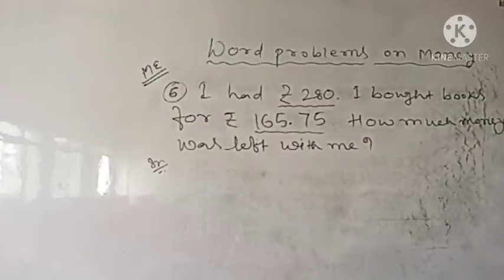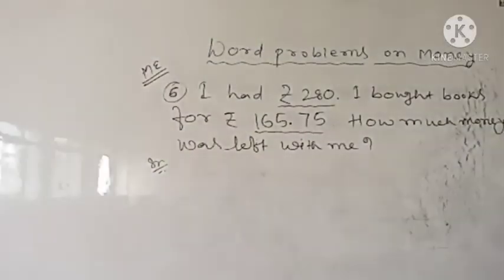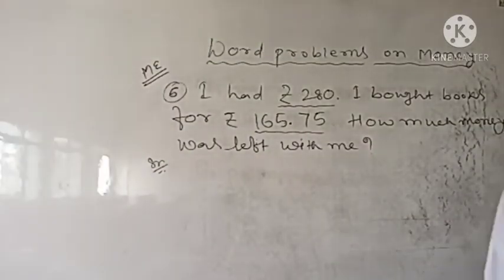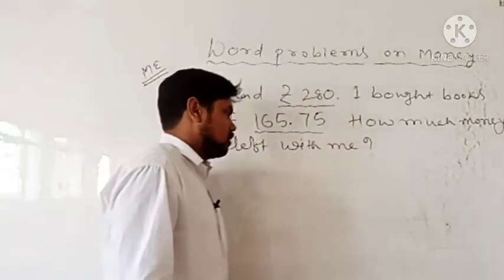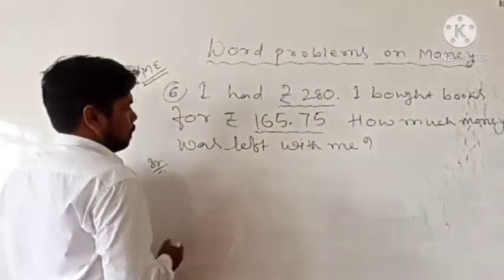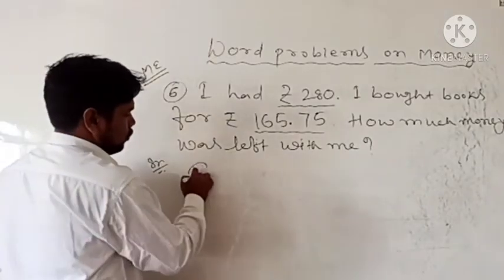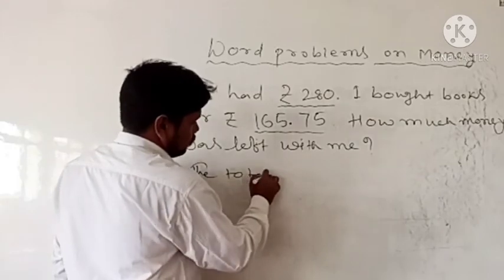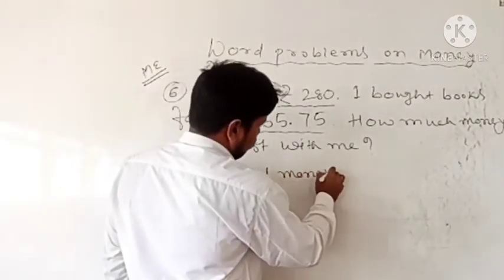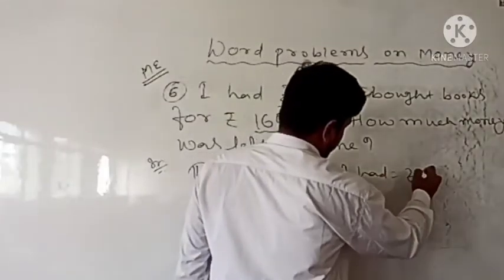Okay, 114 rupees 25. So maximum of the students are giving the answer 114.25. So let us verify this and check whether the answer is correct or not. So very simply, the total money which I had is equal to rupees 280.